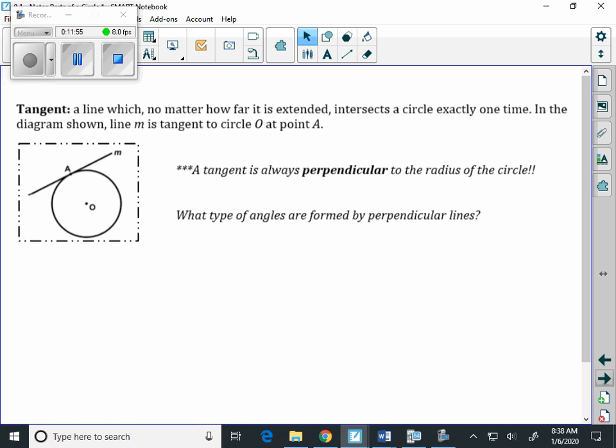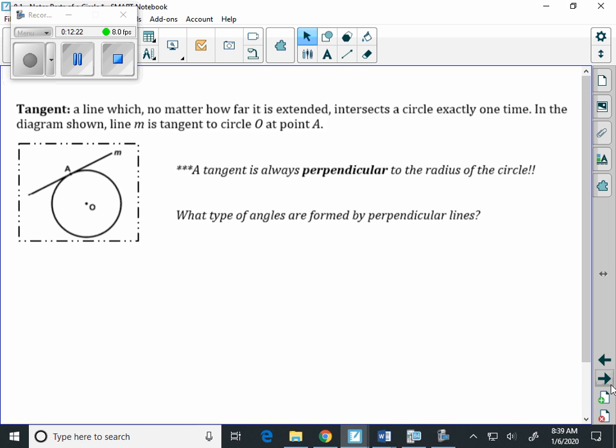As we flip over, the tangent is a line which, no matter how far it's extended, intersects a circle exactly 1 time. In the diagram shown, line M is the tangent line, and it's tangent to circle O, the name of the circle, at point A. So this line, line M, only touches the circle at point A.